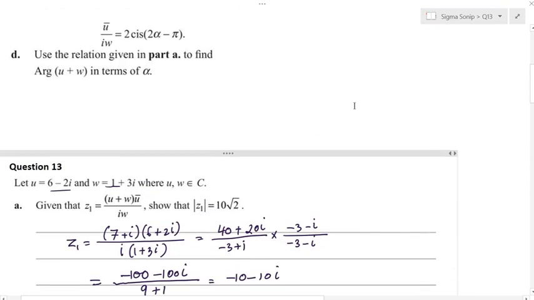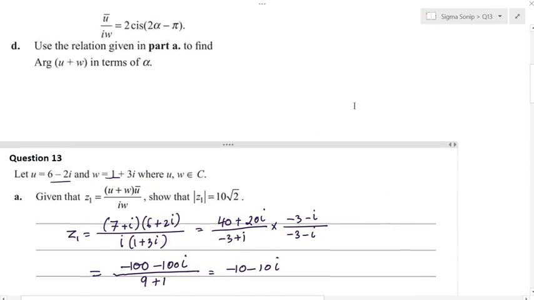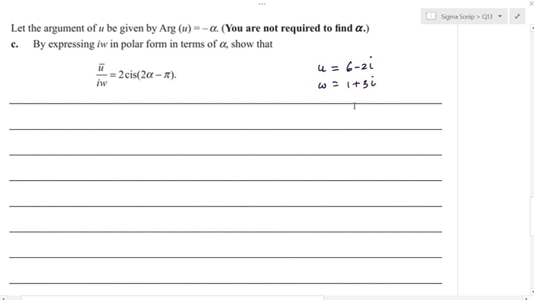Yep, did I get them right? Yep, 6 minus 2i, 1 plus 3i. That is right. So we can write here that u is equal to 6 minus 2i, which is equal to mod u cis minus alpha, because the argument of u is already given here. It is minus alpha.